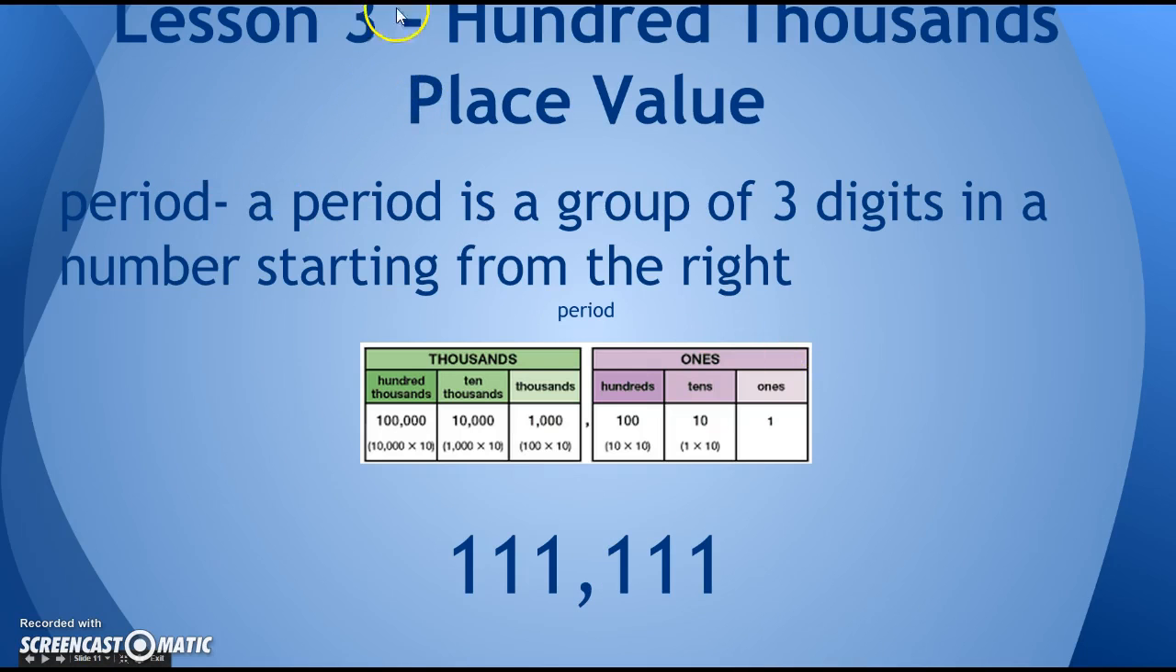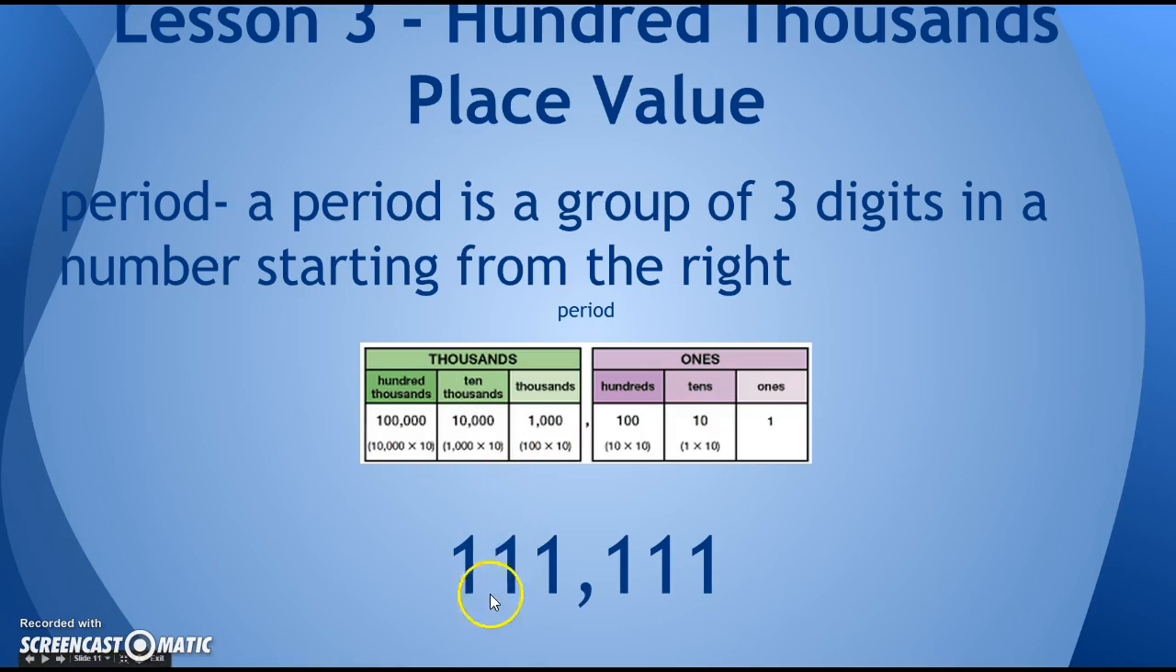Now we're going to expand on and we're going to add hundred thousands place value. And here we were talking about a comma earlier, and so here's a little bit more of a definition for it. We call it a period. A period is a group of 3 digits in a number starting from the right. So here we have the ones period and we have the thousands period. The ones period makes up the ones, tens, and hundreds place. The thousands period is made up from the thousands place value, the 10,000s place value, and the 100,000s place value.